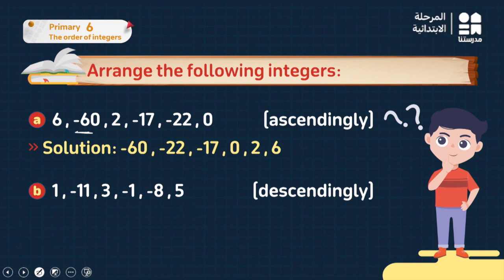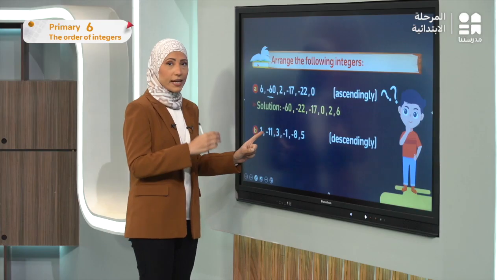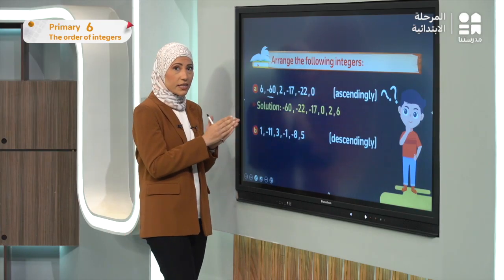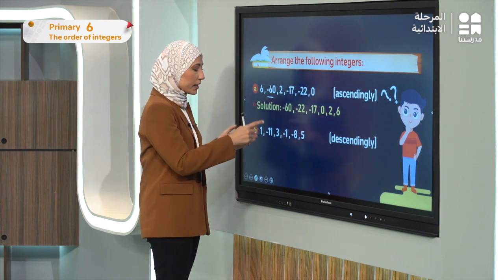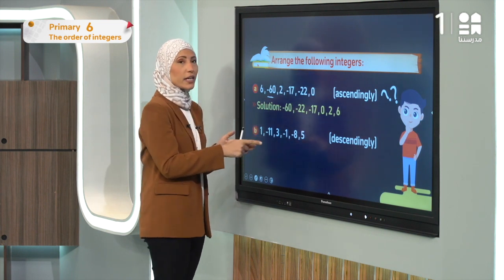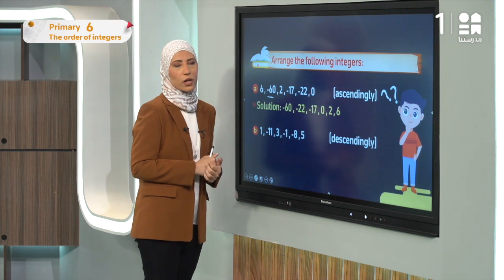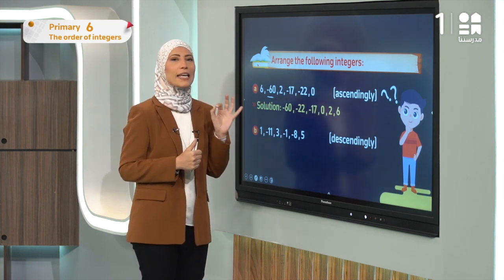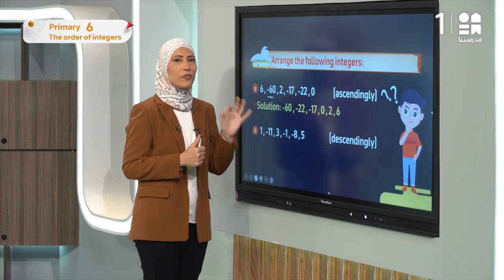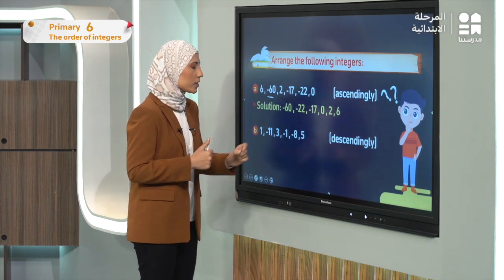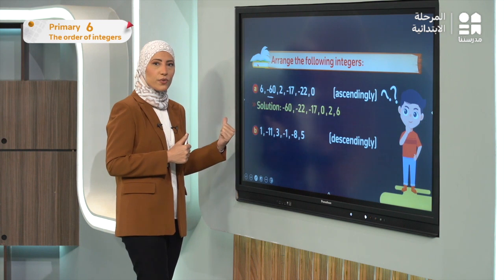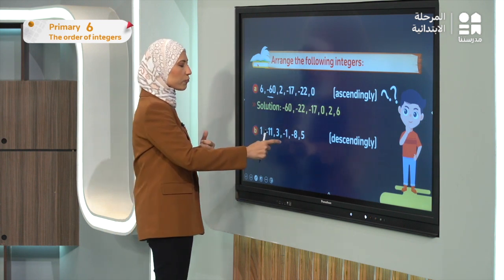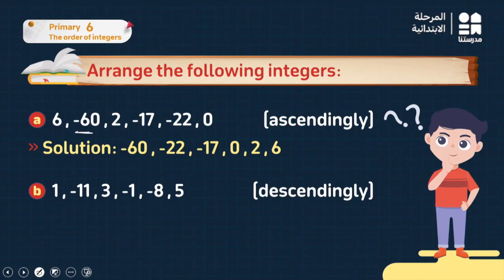Now I will move to the negative integers. Remember, negative integers are now getting smaller. Negative 11, or negative 1, or negative 8? Of course negative 1. And remember what we said before, negative 1 is the greatest negative integer. So moving to the left side: negative 1, negative 8 and negative 11.